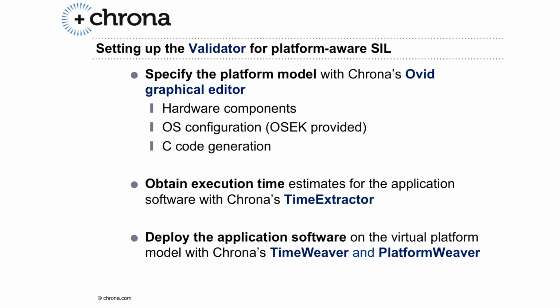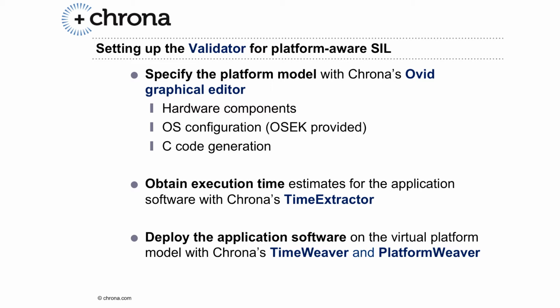Additionally, Ovid provides automatic OSEK configuration from given OIL files. Ovid stores the platform model in XML format and generates C code for interface with the application software. The user can define new components in Ovid. Moreover, library components can be redefined by adding more detail, thereby making the model as close to the hardware as desired.